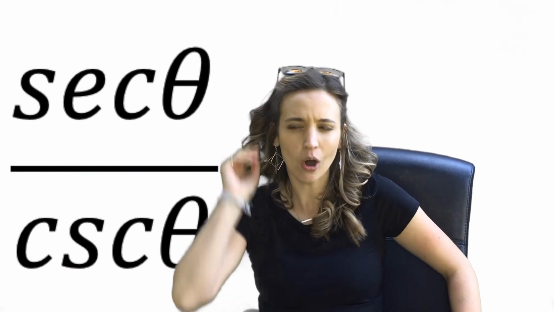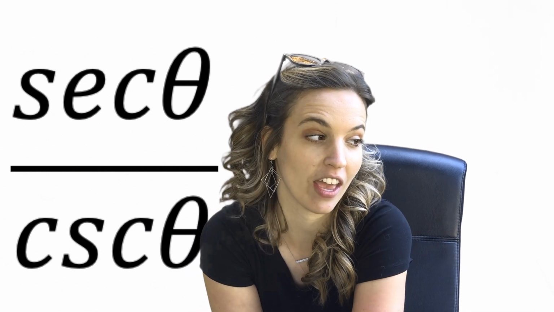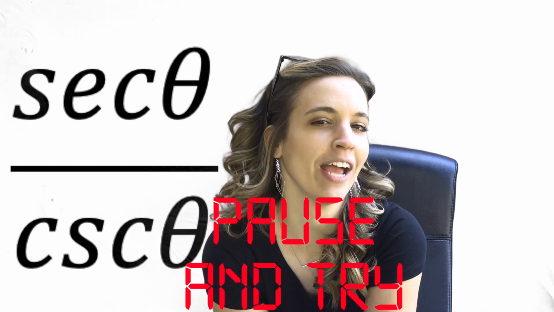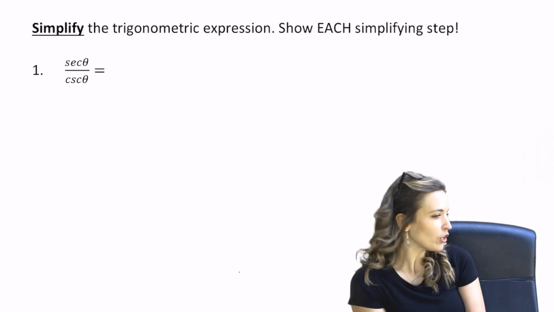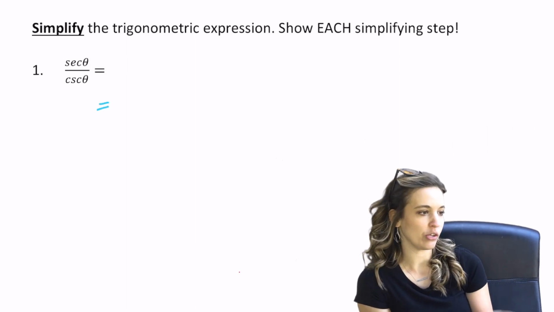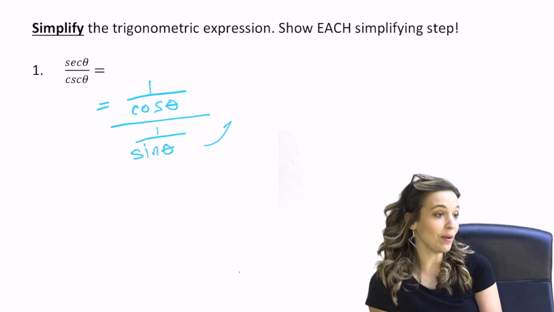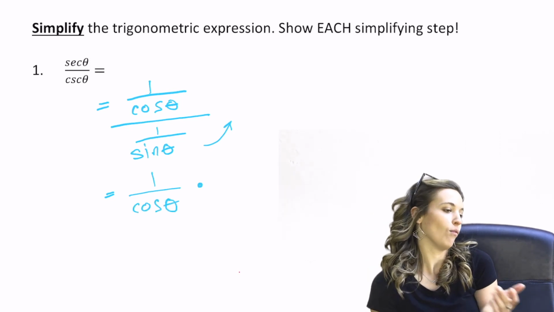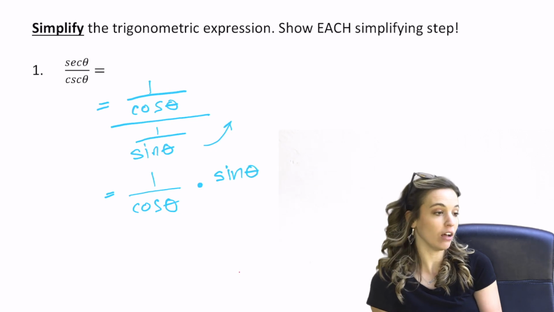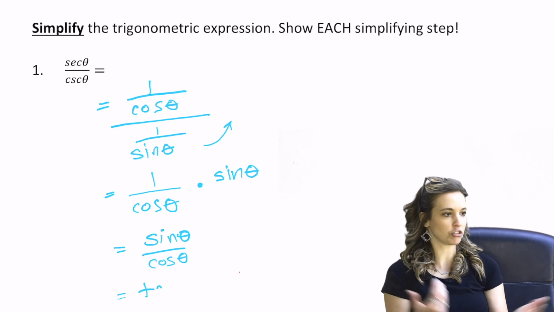Let's try one. Secant theta divided by cosecant theta. Pause and try that one. All right, secant theta divided by cosecant theta. First, we want to change everything in terms of sine and cosine. So secant theta is 1 over cosine theta. Cosecant theta is 1 over sine theta. Then we have division by 1 over sine theta, so we multiply by the reciprocal. So we're going to have 1 over cosine theta times sine theta over 1. So that's sine theta over cosine theta. Oh, that's just tangent theta.